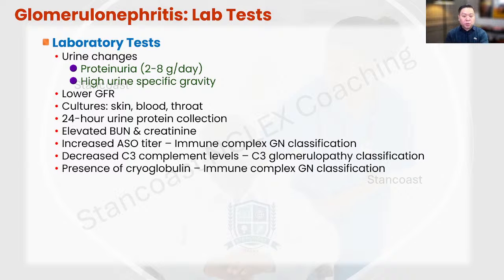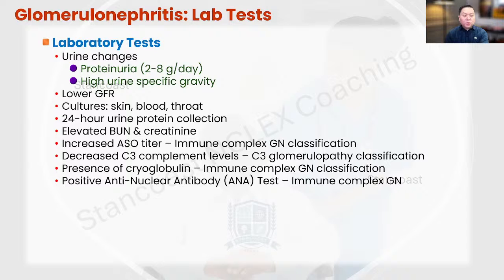So what you're going to see here in the lab test is that the result will show you the presence of abnormal proteins called cryoglobulins in the blood, and these will form complexes, and these complexes will also precipitate into the small blood vessels, the glomerulus, not just the kidneys, but also the other blood vessels in the organs.